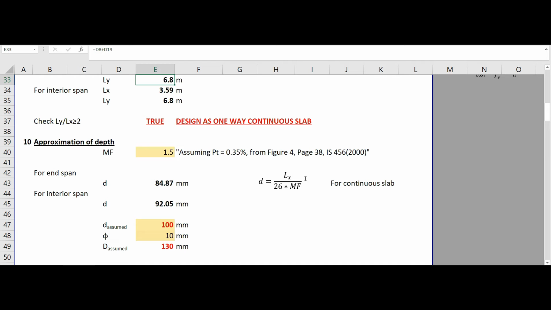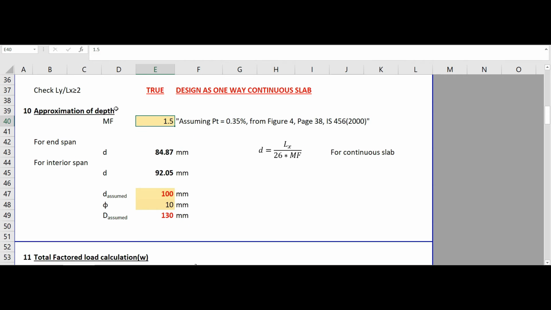The effective depth required for continuous slabs is equal to the effective length in the shorter direction divided by 26 into the modification factor. Now to get the modification factor, we will assume the percentage of reinforcement as 0.35%. So you get the modification factor as 1.5 from figure 4, page number 38 of IS 456-2000.